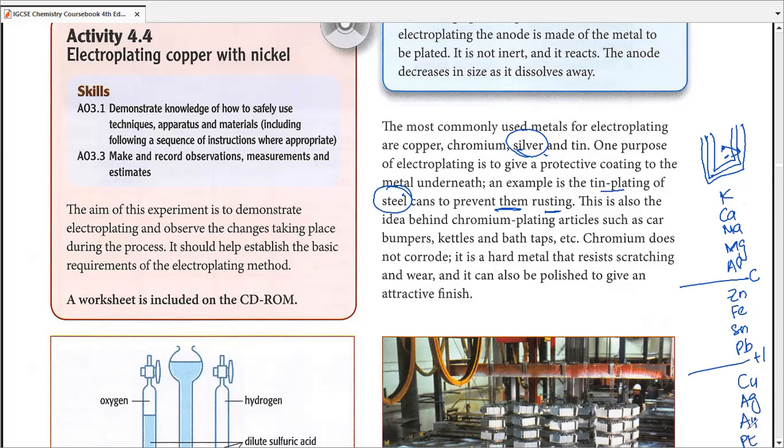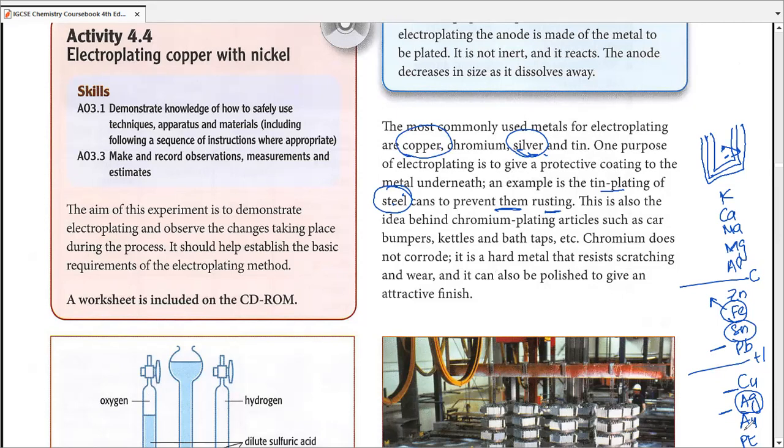Okay, this is the reactivity series. Now take a look. Steel is made of iron, right? So this one is moderately reactive. If we use any element below it to cover it, let's say we are using copper, copper is present below it, it's less reactive. If you're using chromium, chromium is not in the list, so I'm going to skip that one. Silver is right below copper. We also use tin, tin is right below iron.